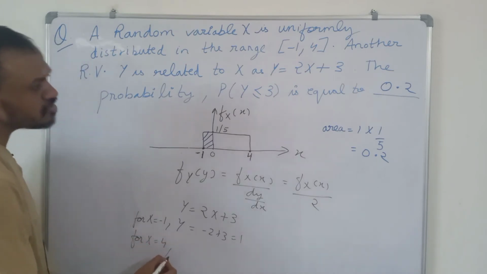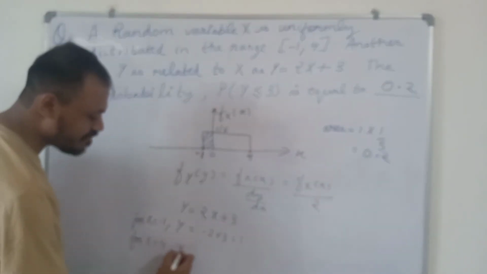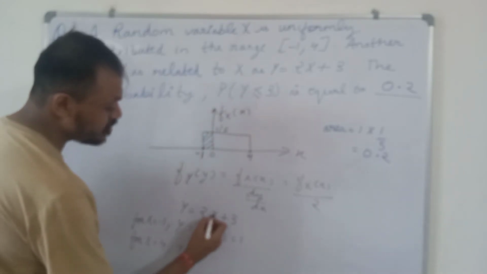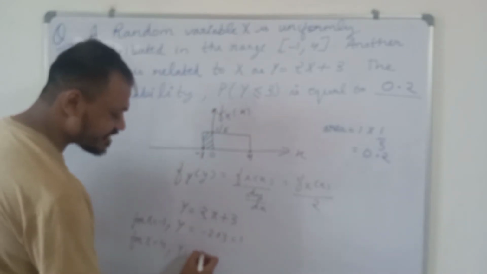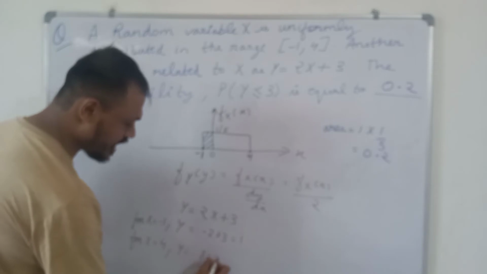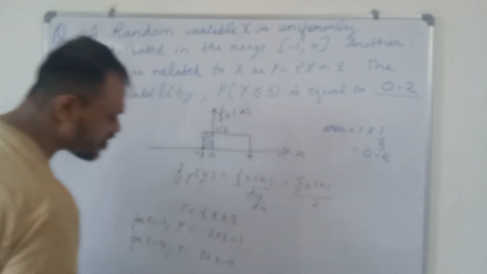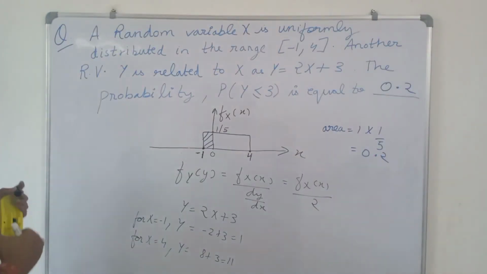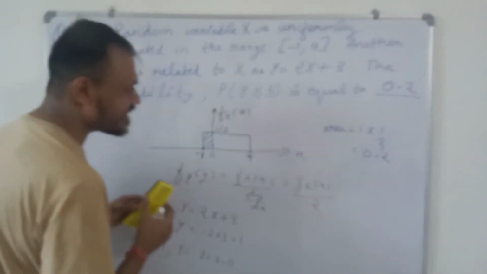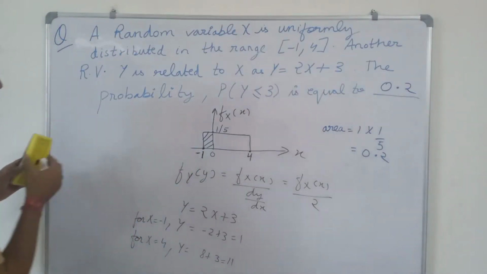And for x equal to 4, because the range of x is from -1 to 4, y will be equal to 2 into 4, which is 8, 8 plus 3 equals 11. So the range of y is from 1 to 11. So the density function of y will be like this. I am drawing the density function of y here.